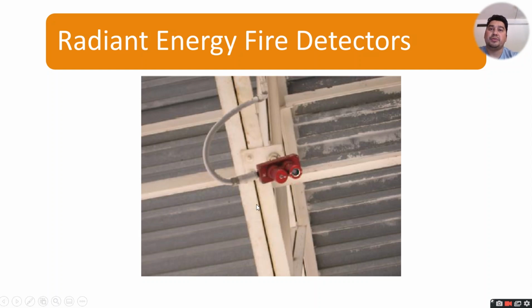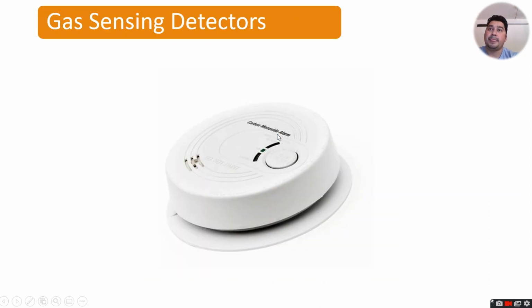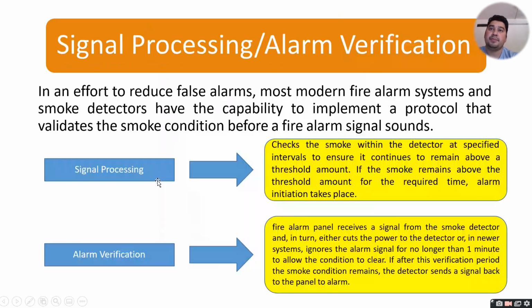Now, radiant energy fire detectors. There is the radiant energy fire detectors installed here. Gas sensing smoke detector. So this is the gas sensing smoke detectors. Now, signal processing alarm verification. How the signal will process and how the alarm will verify.